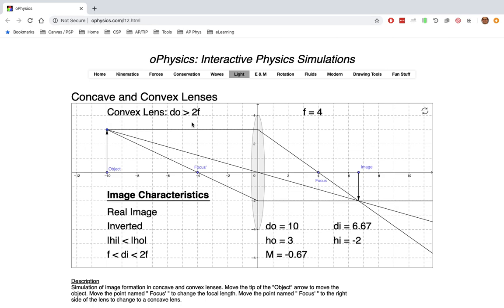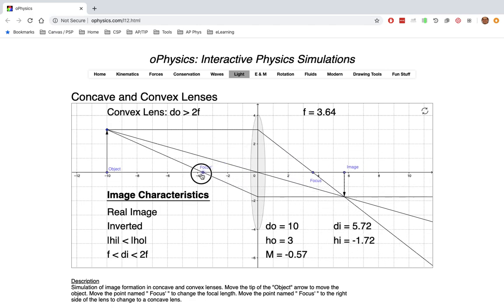So what you have here is a simulator that simulates, you can imagine this to be a candle, sending out rays of light in all directions. We are focusing on 3 of the rays of light, which we call the principal rays. And there's a couple things you can adjust on here. So right here is the focal point of the lens, and you can move that to wherever you need to.